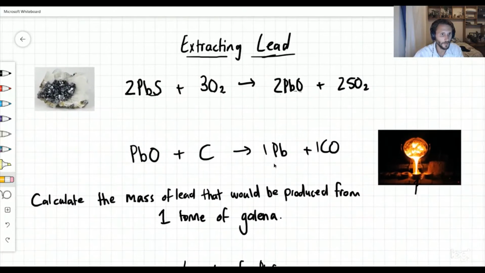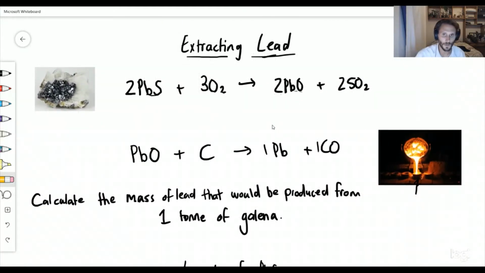Let's move on to another equation, a very interesting one: extracting lead. In chemistry, we can take a naturally occurring substance called galena, otherwise known as lead sulfide, which is this compound over here. We can extract lead from it, but it takes two processes and both involve heat. First, take the lead sulfide and burn it in the presence of oxygen, basically roast it in air, and we'll produce lead oxide.